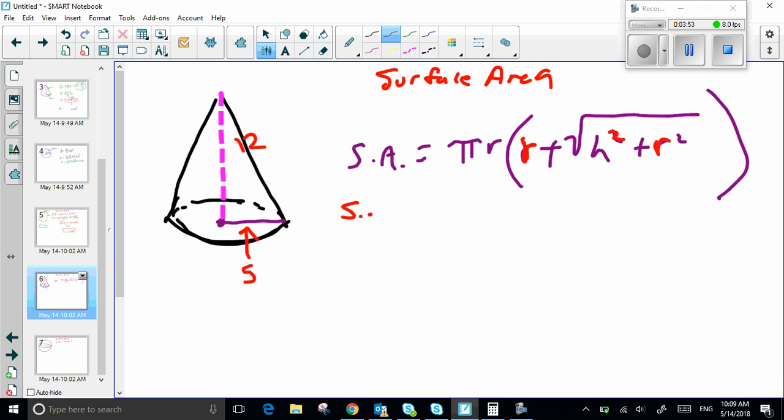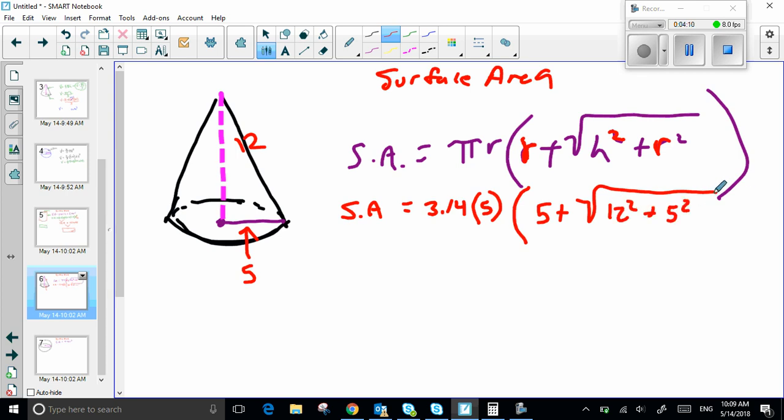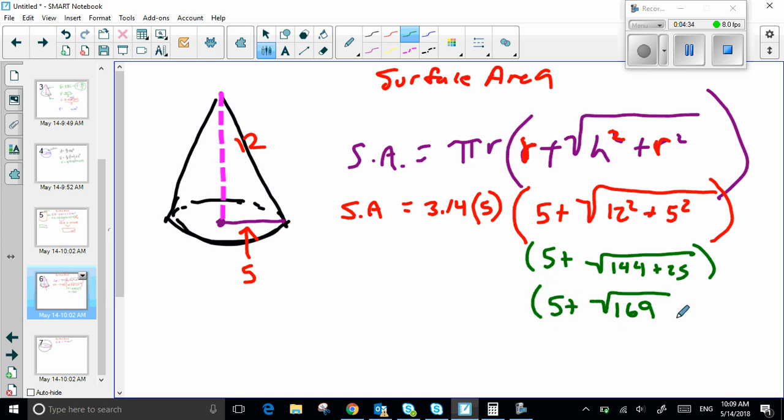So here we go. Surface area is equal to 3.14 times 5. Okay, and then in parentheses, we're going to do 5 plus the square root of 12 squared plus 5 squared. Now, please don't cut any corners on this, okay? 12 squared plus 5 squared is, now we're going to do 144 plus 25. Okay. And then what's 144 plus 25? That should be 169, square root of 169, and we're going to add 5, right?